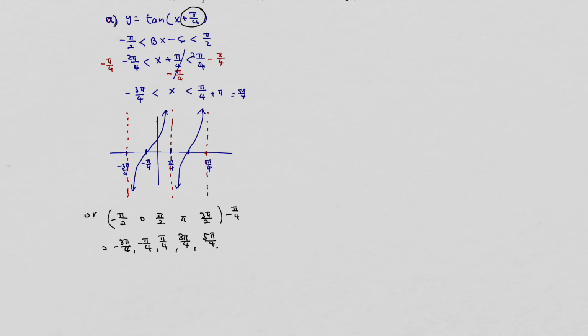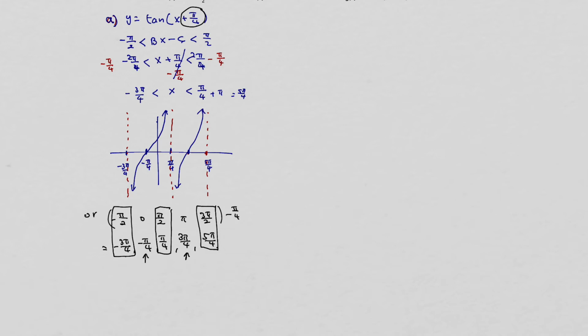And from this, we know that negative pi over 2 was a vertical asymptote, and 3 pi over 2 was a vertical asymptote. So this must be a vertical asymptote also. And that's how we're going to get vertical asymptotes and x-intercepts. So this is going to be the x-intercept, and this is going to be the vertical asymptotes.